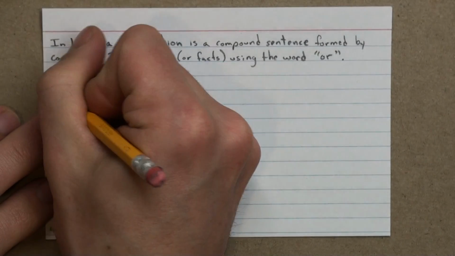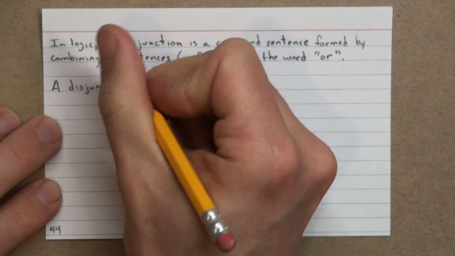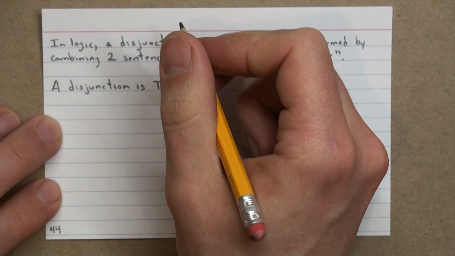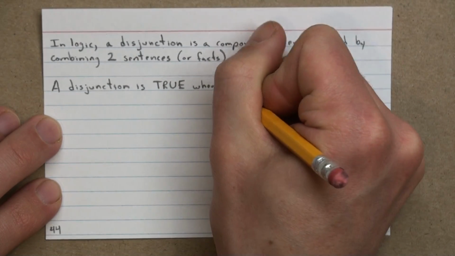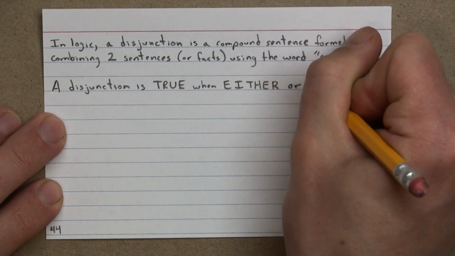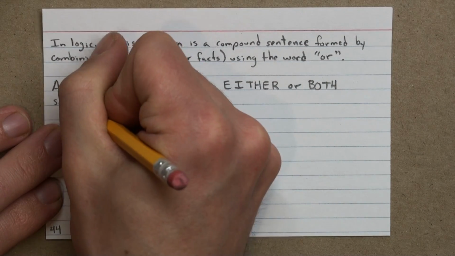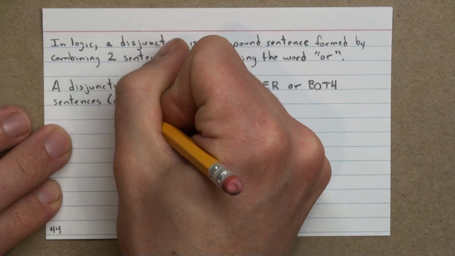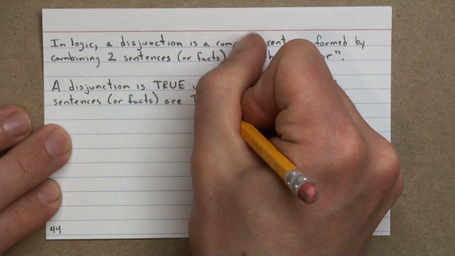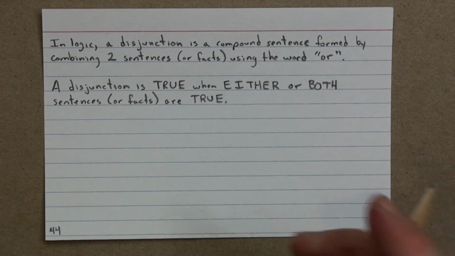So a disjunction is true when either or both sentences or facts are true. So let's see our examples of this.